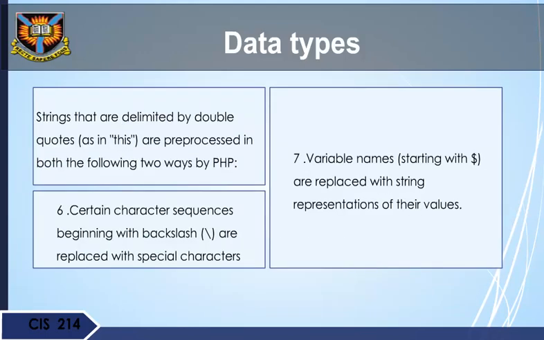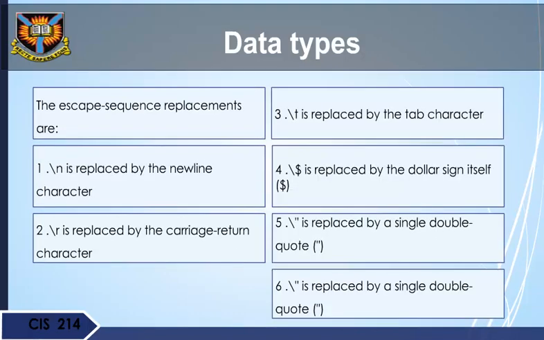Strings that are delimited by double quotes, as in this, are preprocessed in both of the following 2 ways by PHP. First, certain character sequences beginning with backslash are replaced with special characters. Second, variable names starting with $ sign are replaced with string representations of their values. The escape sequence replacements are: \n is replaced by the newline character. \r is replaced by the carriage return character. \t is replaced by the tab character. \$ is replaced by the $ sign itself.